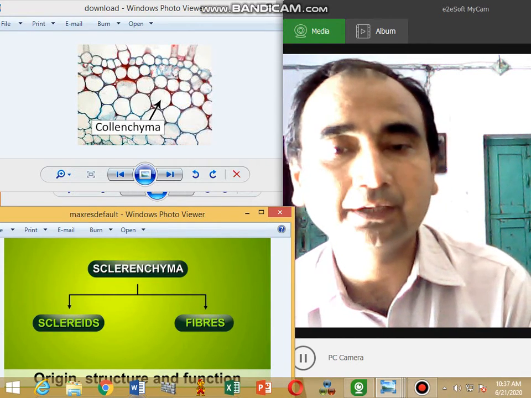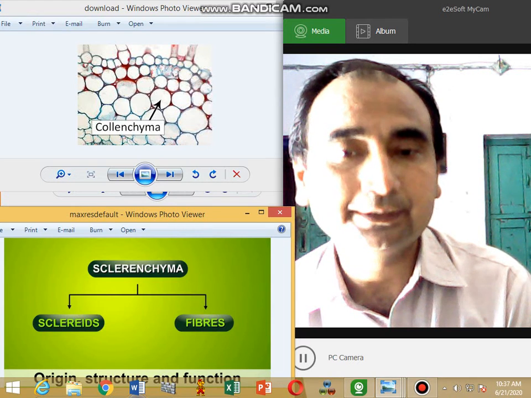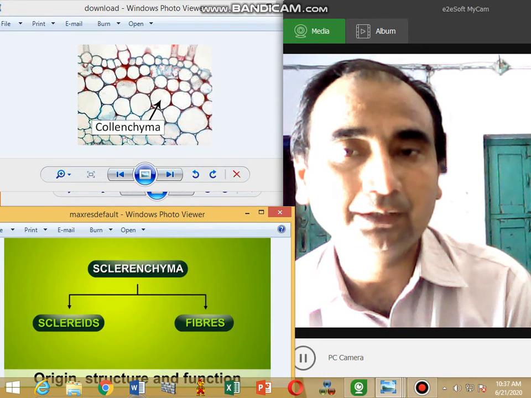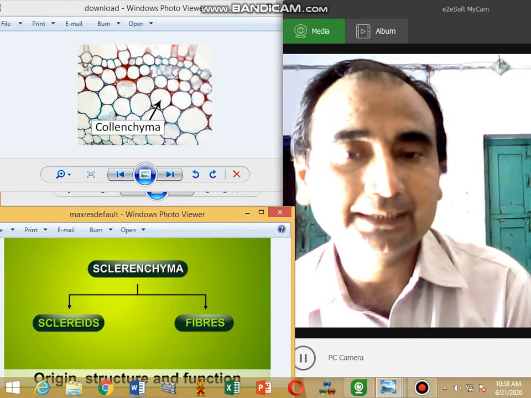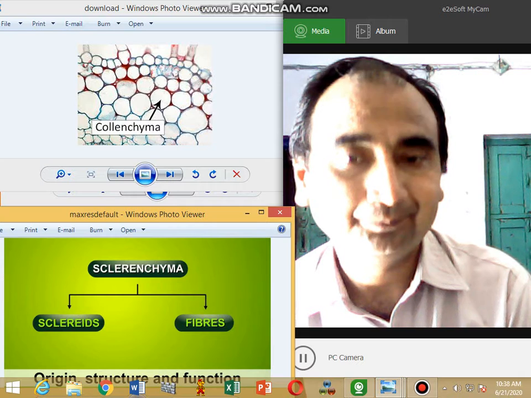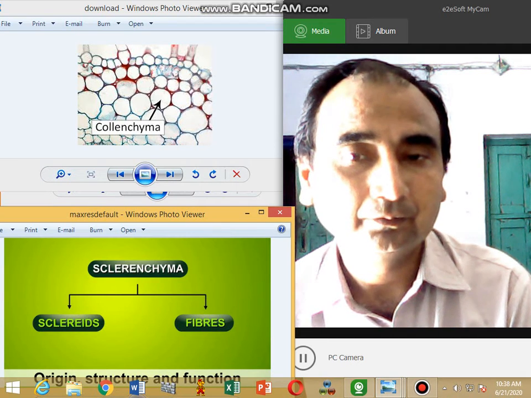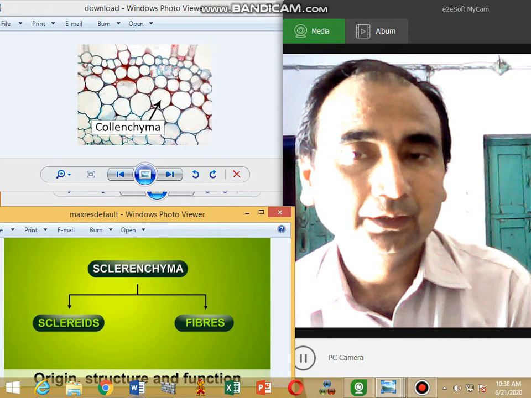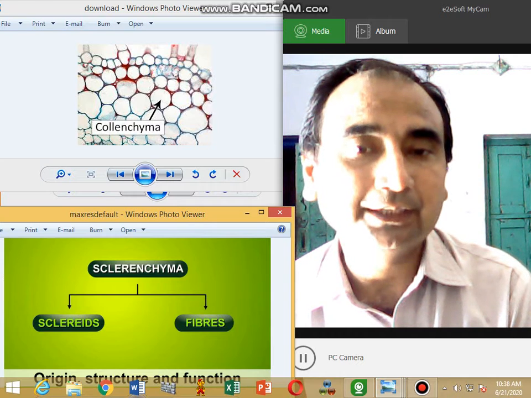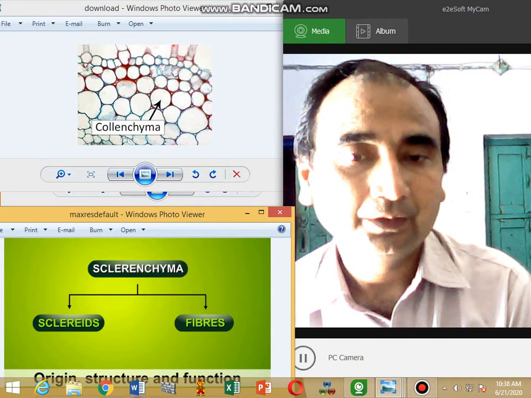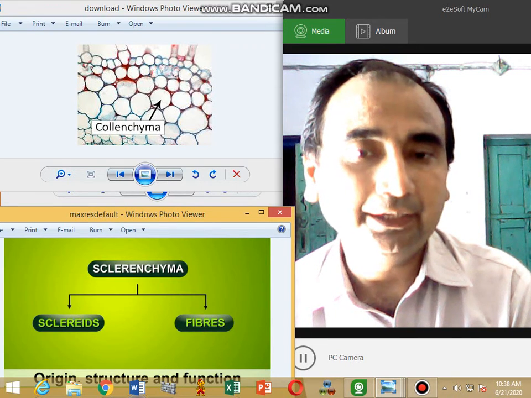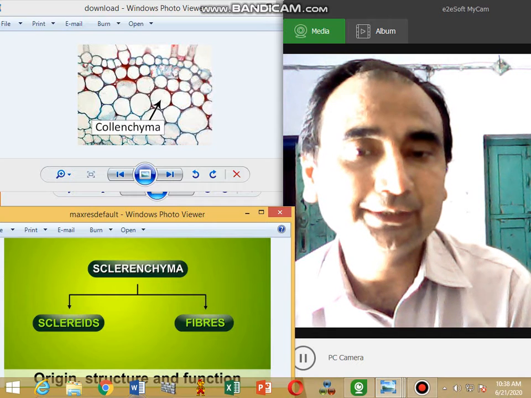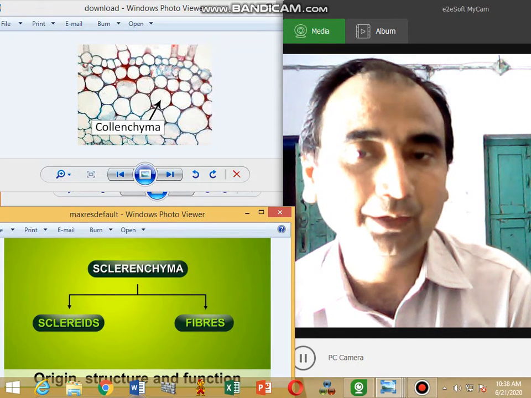Collenchyma cells have angular thickenings, and they have lignin in their wall. These cells give support to the baby plant. They lack the secondary wall. These are living in nature. They increase in size with the increase in length of the plant.